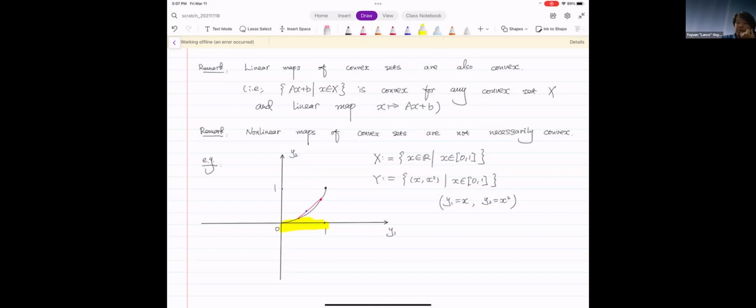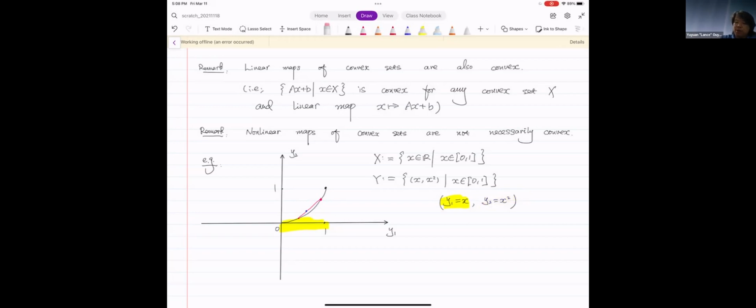And in two-dimensional, the first coordinate of this two-dimensional set is going to be exactly the x I have previously in the interval. And then the second coordinate is going to be x squared. So what's this? This is part of the parabola. This is the graph of part of the parabola between 0 and 1. And obviously, this graph is not convex.